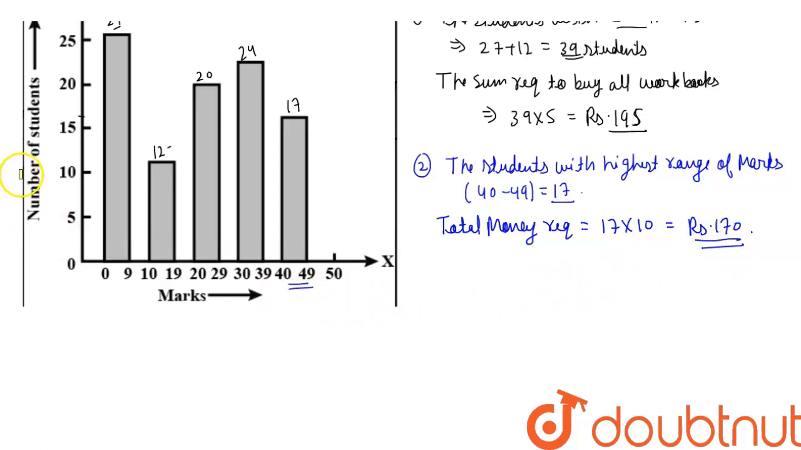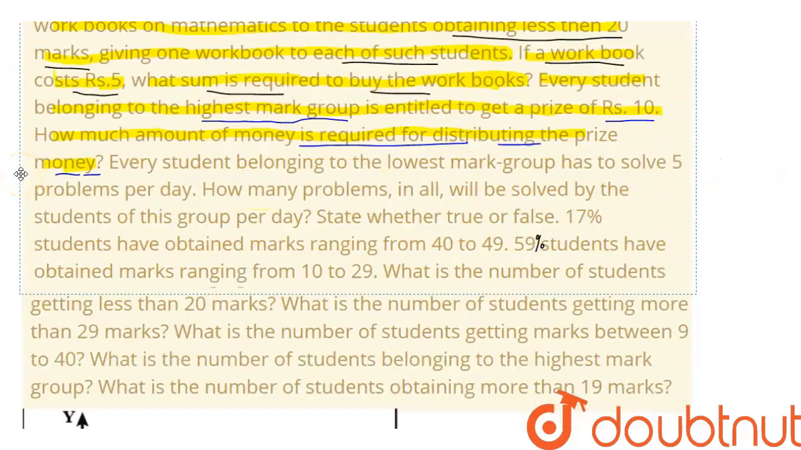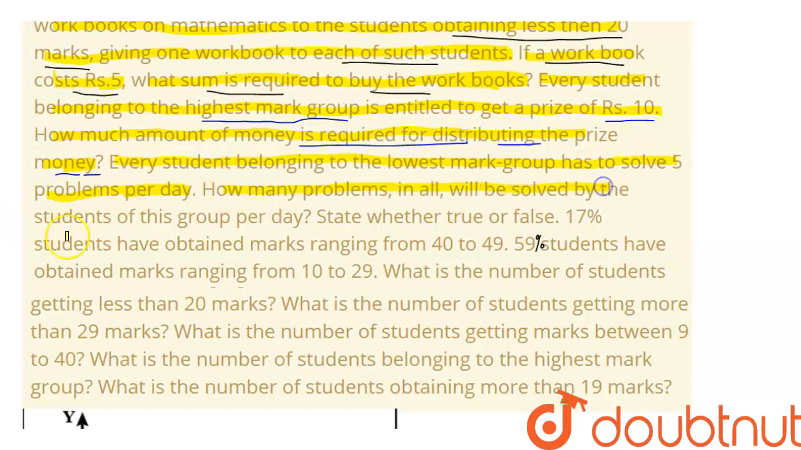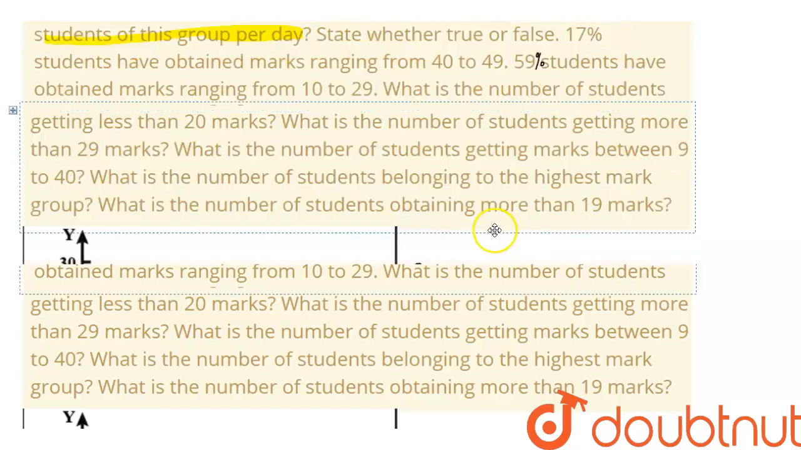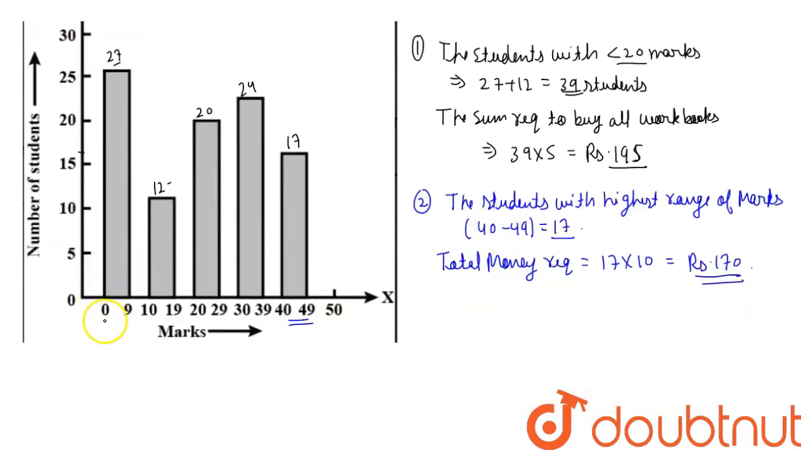Now let us focus on the third part of the question. So here we are given the third part. In the third part they are talking about every student belonging to the lowest mark group has to solve 5 problems per day. Now how many problems in all will be solved by the students of this group per day? So now they are talking about those students who have got the marks in the lowest group. The lowest range is 0 to 9.